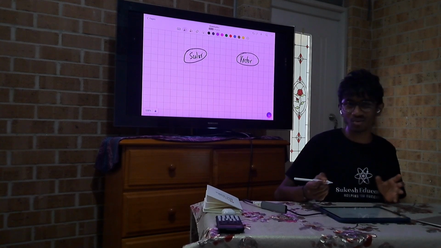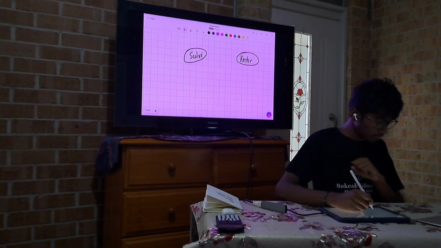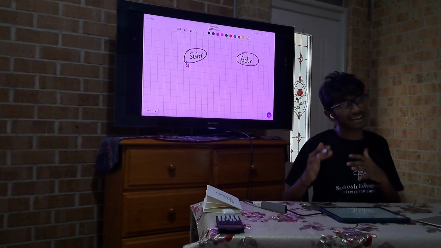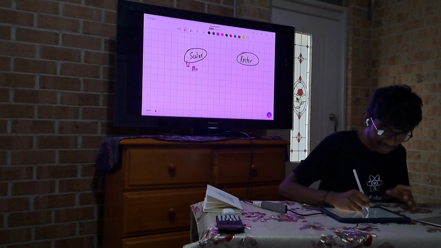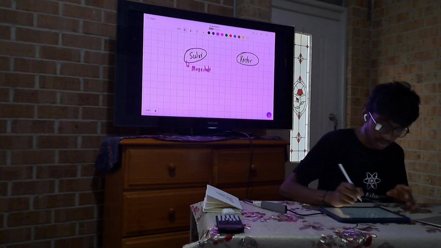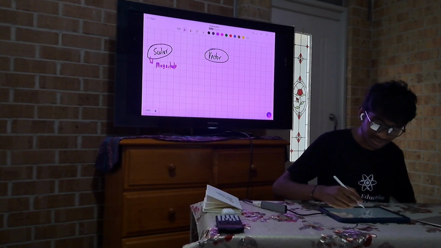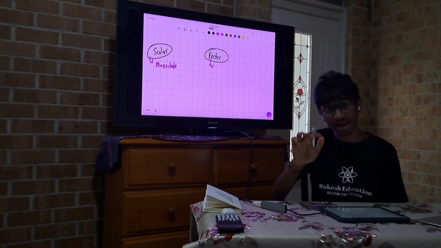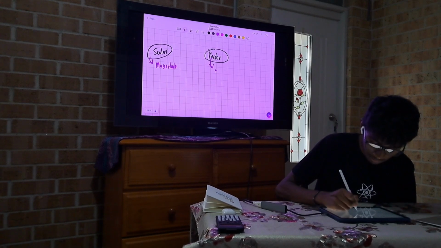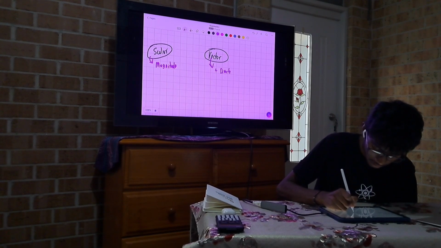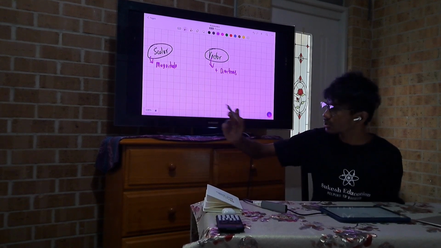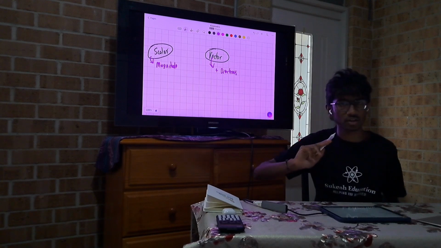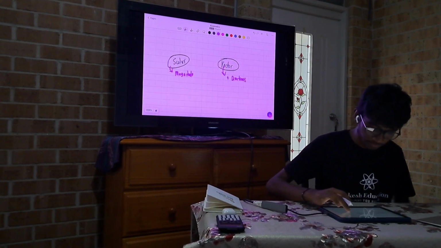What is a scalar quantity? A scalar quantity is a quantity that has a magnitude. And let's very quickly look at what a vector quantity is. A vector quantity is one that has both magnitude and also direction. So a scalar quantity just has magnitude. A vector quantity has both magnitude and direction. So that's the main difference.